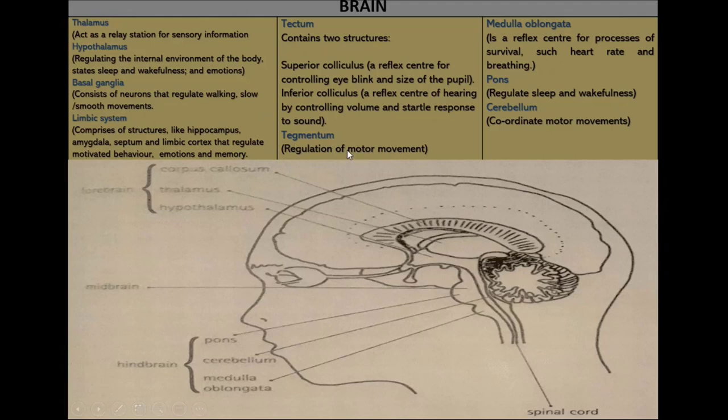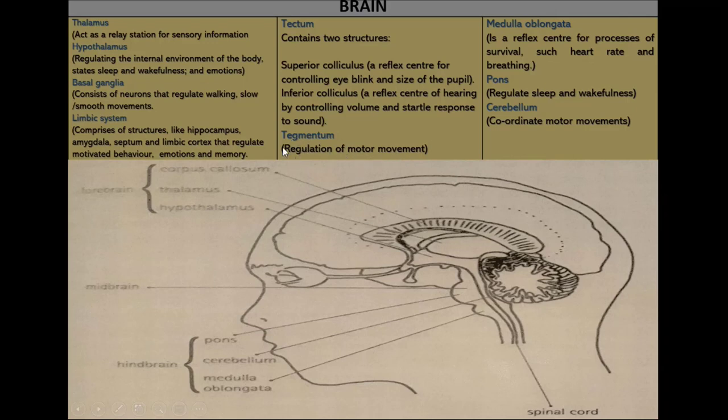The substantia nigra regulates motor movement. Motor movement is any physical movement, the motor skills, moving your muscles, moving your body. So its functions are nearly similar to the basal ganglia. They say basal ganglia consists of neurons that regulate walking and slow movement. Here they say it regulates motor movement.